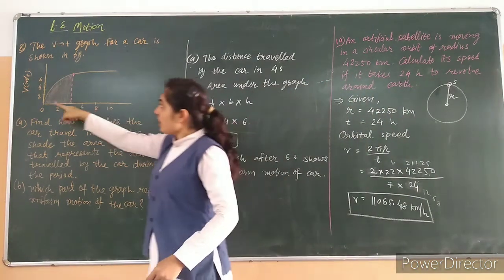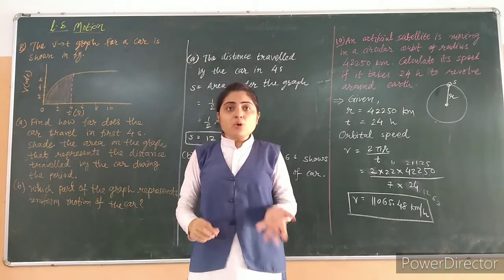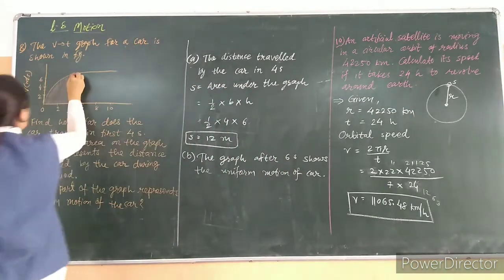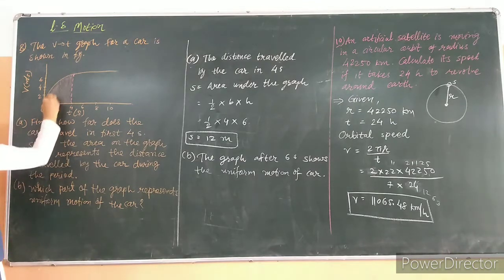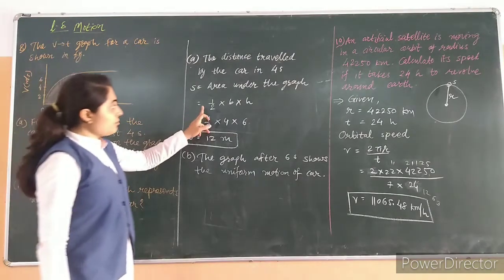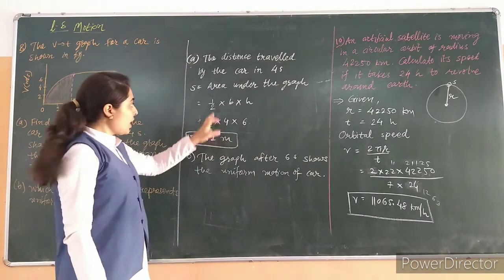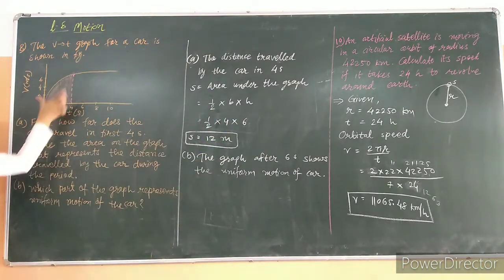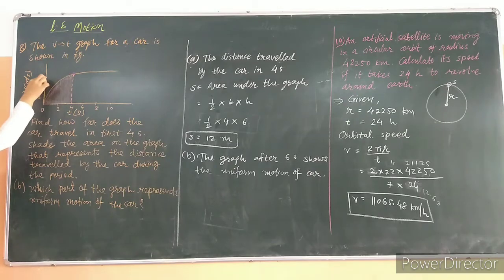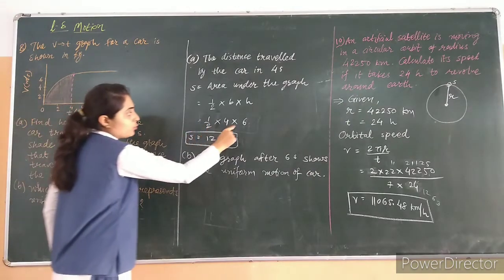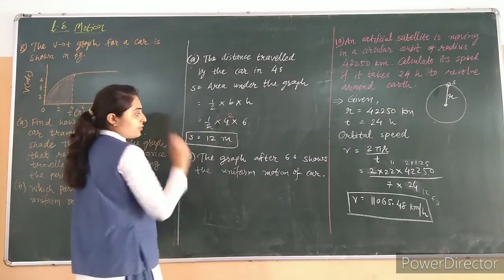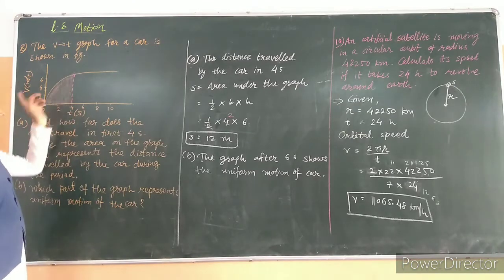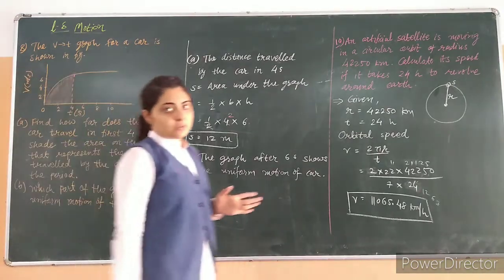Here it makes a curve, but approximately we are taking it as a triangle. So imagine this is a triangle, which will make a right angle triangle. The area of the triangle will be half into base into height. Base is 4, and height, as you can point here, is 6. So half into 4 into 6. If we cut it, 2 into 6 is 12 meters. So during the first 4 seconds, the object has traveled 12 meters.